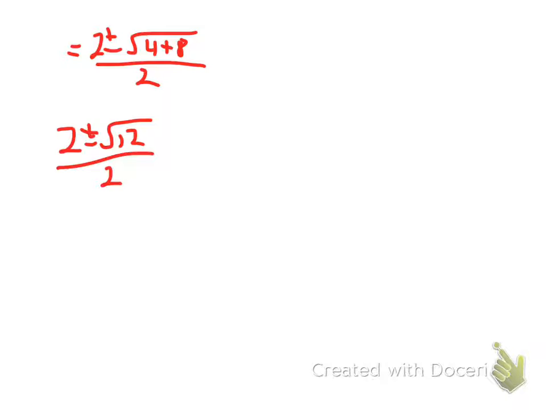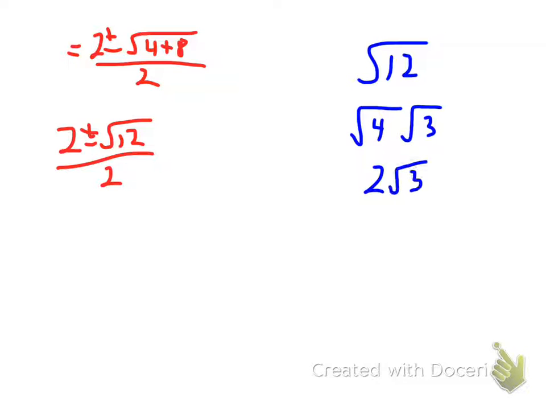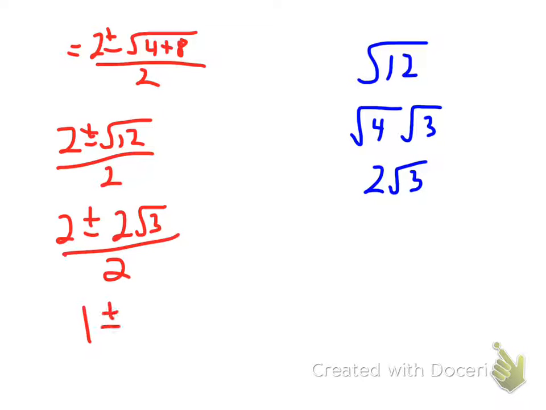Square root of 12 can be simplified. Square root of 12 is the square root of 4 times the square root of 3, which is 2 square roots of 3. So now I have 2 plus or minus 2 square roots of 3 over 2. And both terms of my numerator can be divided by my denominator, so I simplify this down to 1 plus or minus the square root of 3.